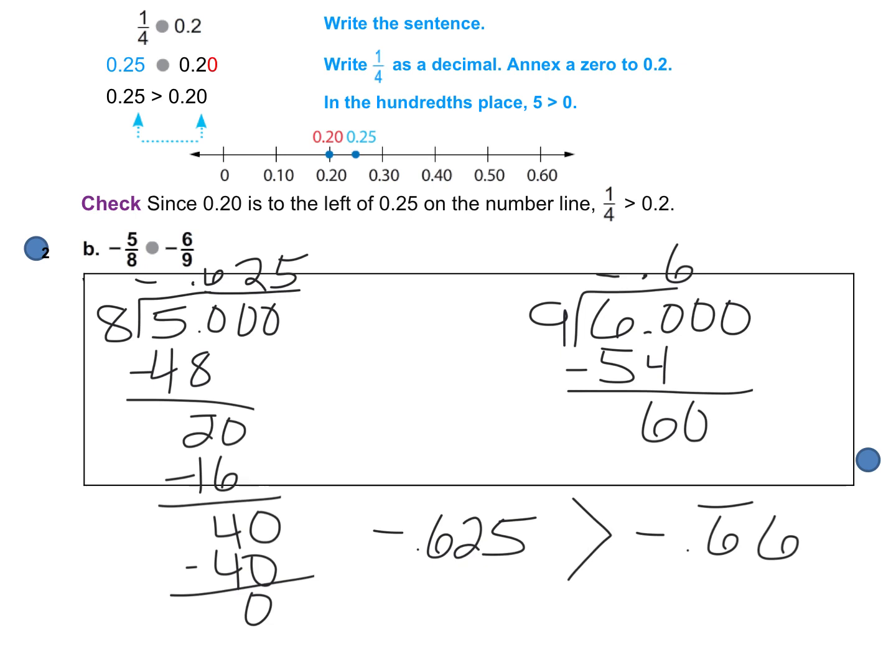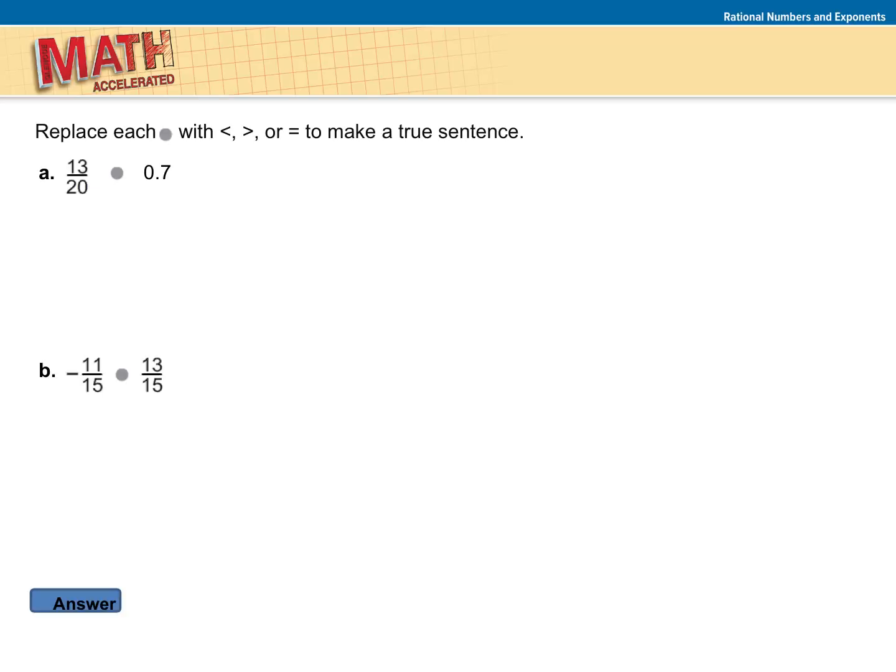If you need to write the number line, go ahead. Go ahead and try A. You only have one fraction, so you only need to do one of them. The other one's already a decimal for you. Go ahead and try that one. 13 divided by 20. Doesn't work, so we've got to add a decimal and some zeros.